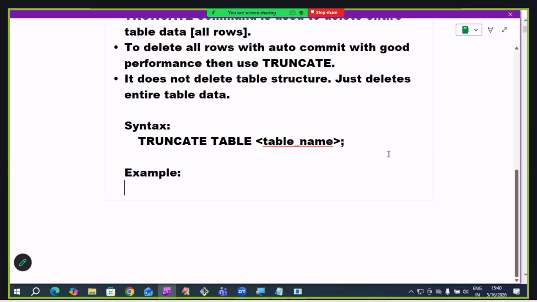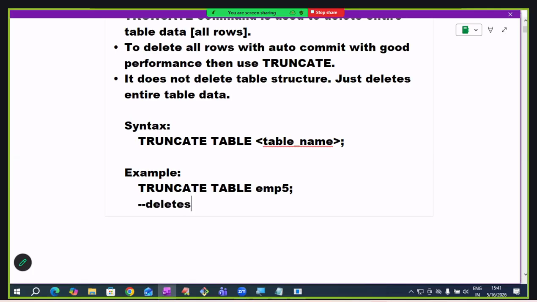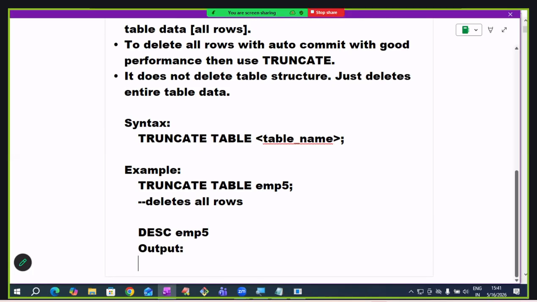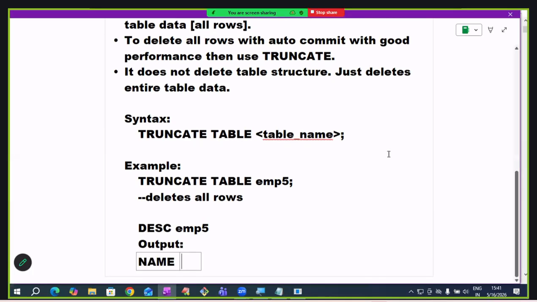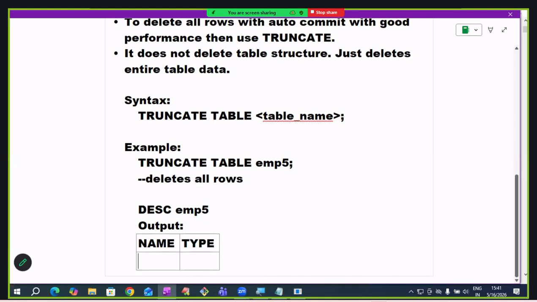For example, truncate table EMP5. Just now we renamed employee table as EMP5. That EMP5 table, all rows I want to delete now. I'm writing like this. Deletes all rows. Okay. It does not delete table structure. If I write describe EMP5, it shows table structure now. Okay, it's showing structure here.